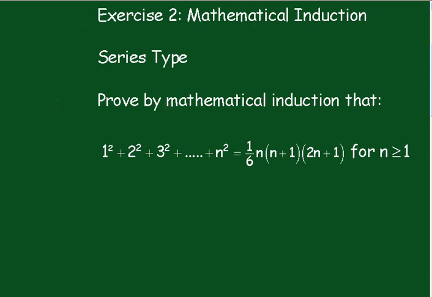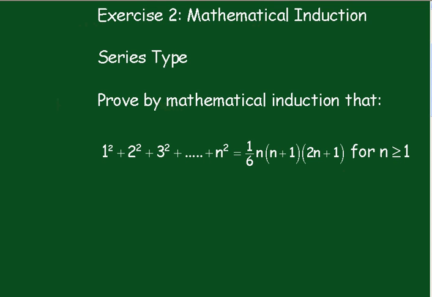Exercise 2, mathematical induction, series type. Prove by mathematical induction that 1 squared plus 2 squared plus 3 squared up to n squared equals 1 sixth n times n plus 1 times 2n plus 1, for n greater than or equal to 1. Alright, now just pause the video and have a go at this one.